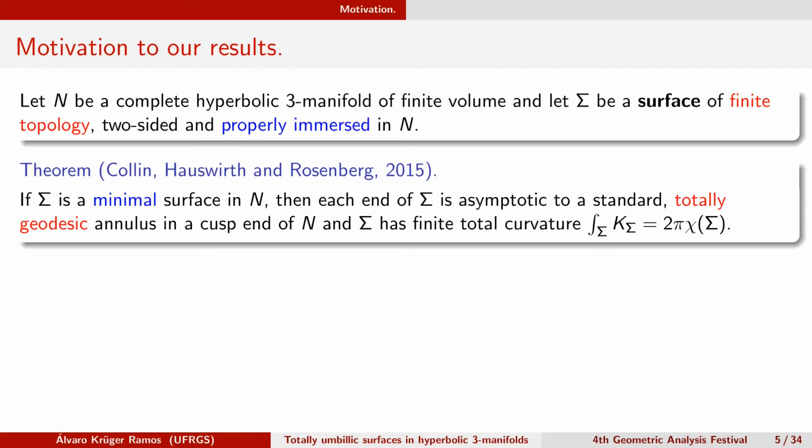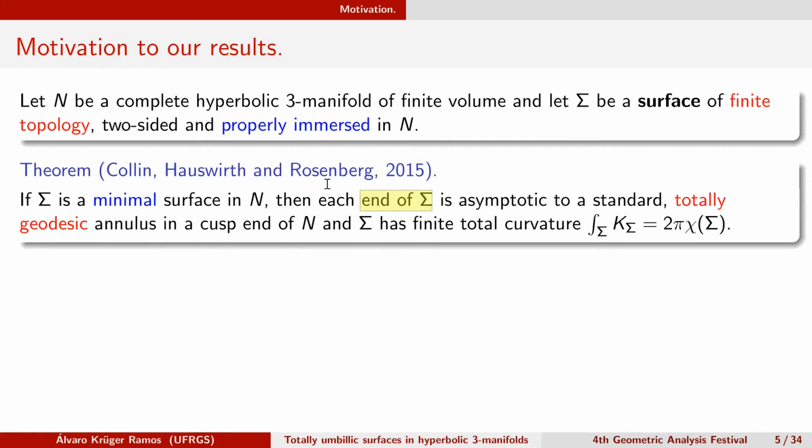So the first theorem which motivated me to study hyperbolic tree manifolds of finite volume is this theorem by Pascal Collin, Laurent Hauswirth, and Harold Rosenberg in 2015, which says that if sigma is a minimal surface in N, and it's properly immersed, never forget that everything here is properly immersed, then each end of sigma is asymptotic to a standard totally geodesic annulus in one of the cusp ends of N, and moreover sigma has finite total curvature equal to 2 pi times its Euler characteristic. And now I'm thinking of non-compact stuff, so this could not be true, right? So this is a beautiful theorem.